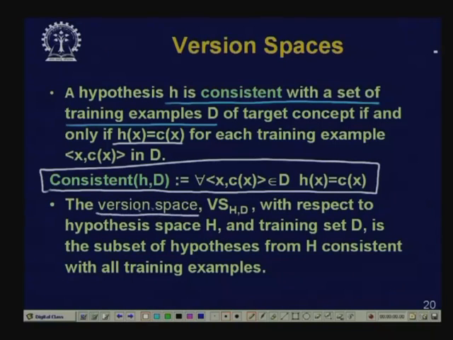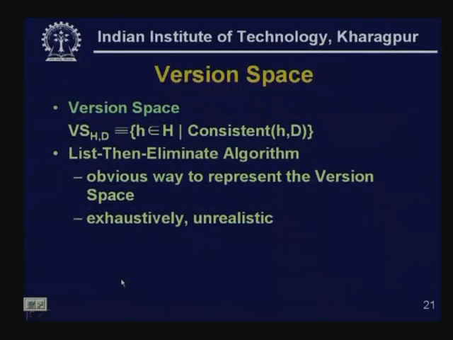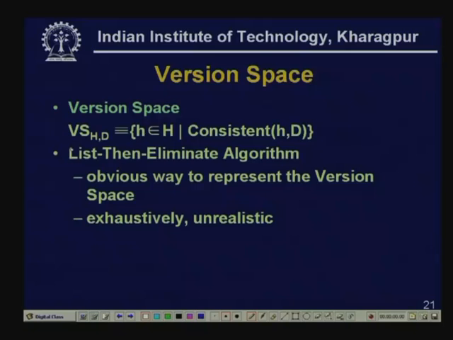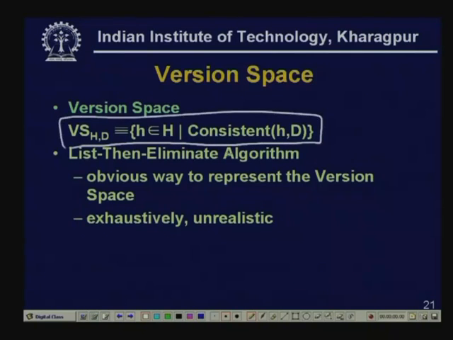The version space, which is denoted by VS(H,D), the version space with respect to the hypothesis space capital H and the training set capital D, is the subset of hypotheses from the hypothesis space that are consistent with all the training examples. This is called the version space. So, in other words, version space VS(H,D) is the set of all small h, all hypotheses belonging to the hypothesis space, such that it is consistent with the training set.